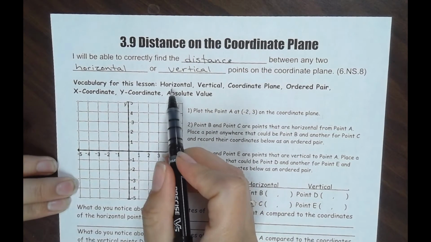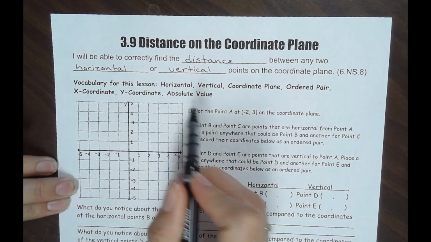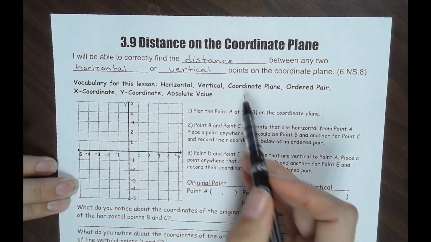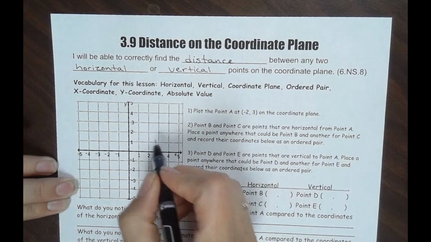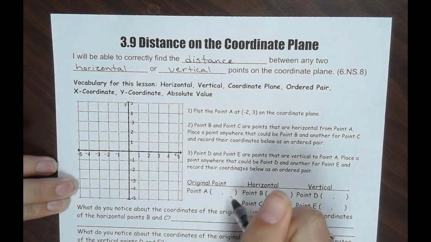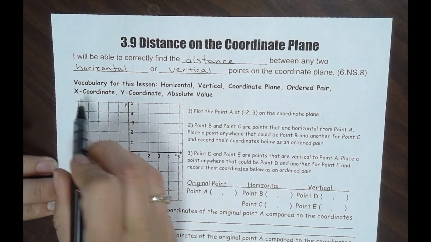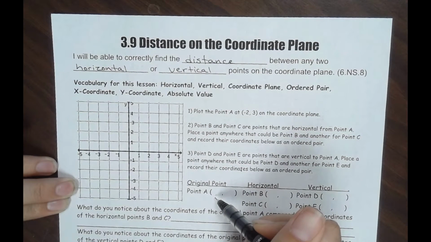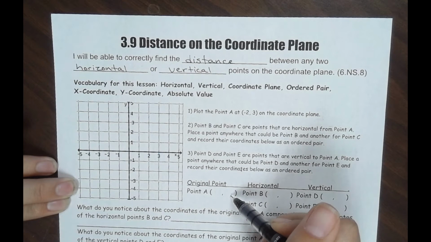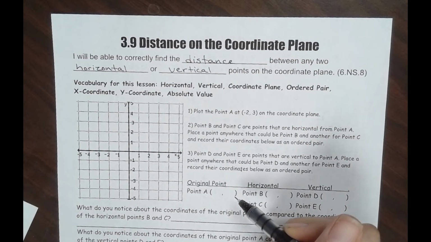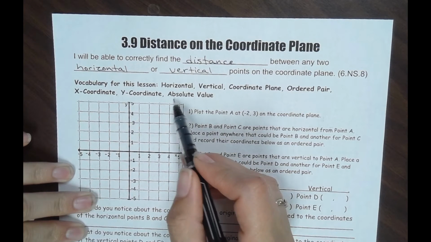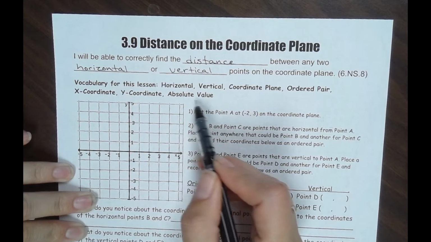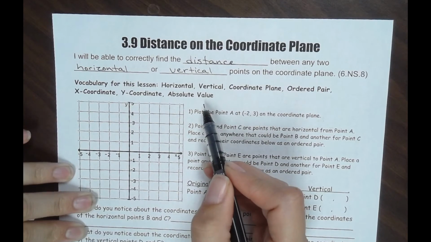Vocabulary for this lesson: horizontal is straight left to right. Vertical is straight up and down. Coordinate plane, this thing. Ordered pair is the coordinates of a point on the coordinate plane. X coordinate is the first one that tells us how far left or right. Y coordinate is the one that tells us how far up or down. And absolute value, if you think back to lesson 3.4, is how far a number is from 0.